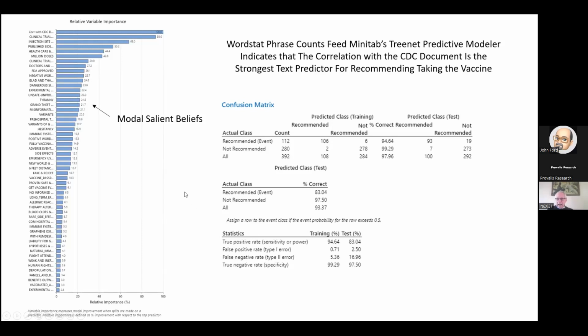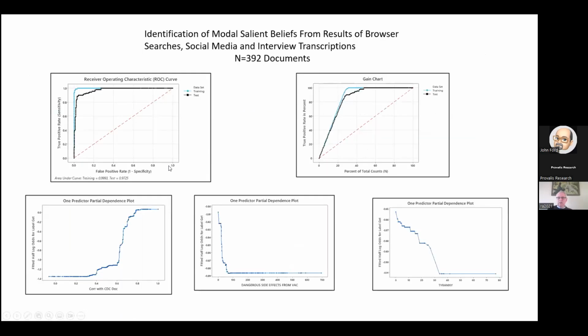So what that allows you to do then is to take any other document, it could be a browser search, it could be a web posting, and then compare that to this model, because now we have identified certain specific phrases and terms that are tied to one way or another, right? So that's one way of doing it.